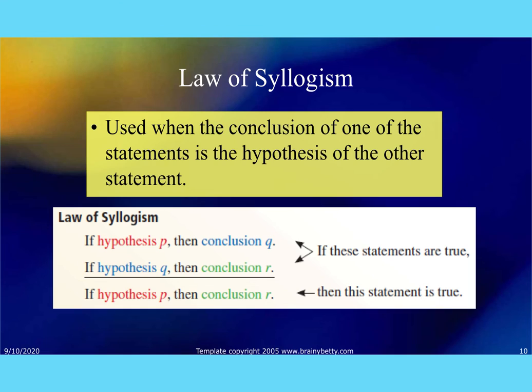So if you lose your ID, then your teacher's going to write you a demerit. If you get a demerit, your parents are going to ground you. You lose your ID, what happens? You're getting grounded. You skip the middle part that repeats, okay? If you drink too much water, you're going to have to go to the bathroom in the middle of class. If you go to the bathroom in the middle of class, you miss the lesson. So you drink too much water, you miss the lesson. Okay?